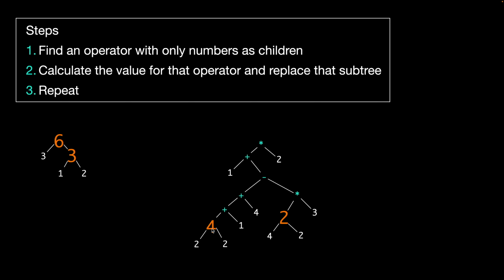What can we do next? We can work our way up now. Now that this is no longer an operator, we can do this plus. It is 4 plus 1. That's going to be 5. Now we can do the 5 and the 4 together. We add them and get 9.